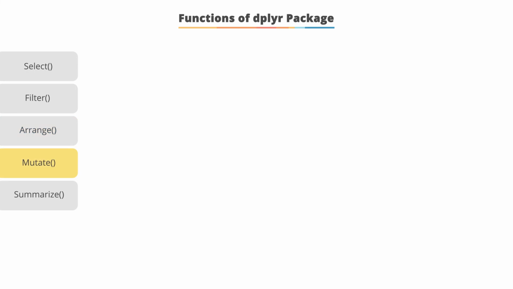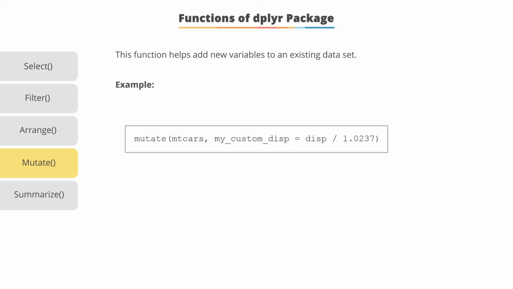We also have the mutate command. This function helps add new variables to an existing dataset, and the syntax to use this function will look as below. So an easy way to create a new variable, you could easily do something like this manually, but mutate can handle much more complex type queries. In this case, we're saying, well, the displacement variable is good, but for whatever reason, I want to customize it and create a variable called myCustomDisp, using the original displacement variable divided by 1.0237. And that will automatically create this new variable and add it to the mtcars dataset.